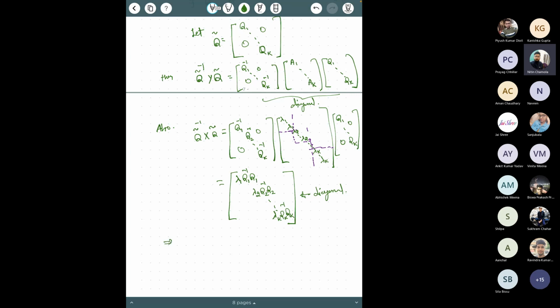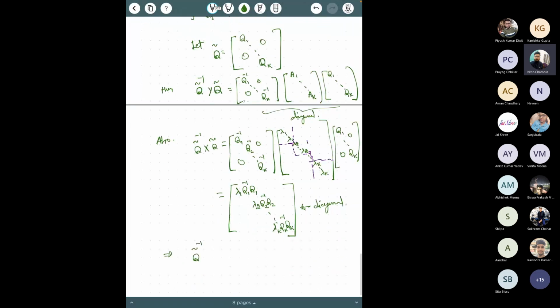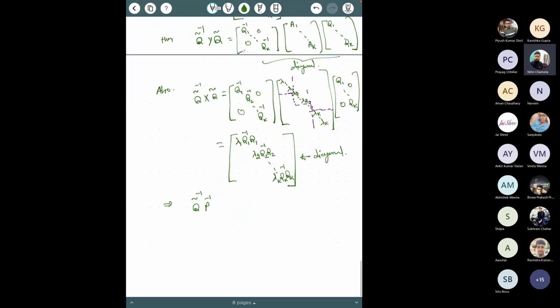Right? So now if you look at what is X, what is Y: Y is P inverse B P, and X is P inverse A P. So let's see what it is. Y is P inverse B P Q tilde, and similar. This is diagonal, because we have seen that Q tilde inverse Y Q tilde is diagonal. But what is this? This is actually P Q tilde inverse B P Q tilde. And similarly this matrix, Q tilde inverse P inverse A P Q tilde, is X. We have also seen that Q tilde inverse X Q tilde is diagonal. So this is also diagonal.